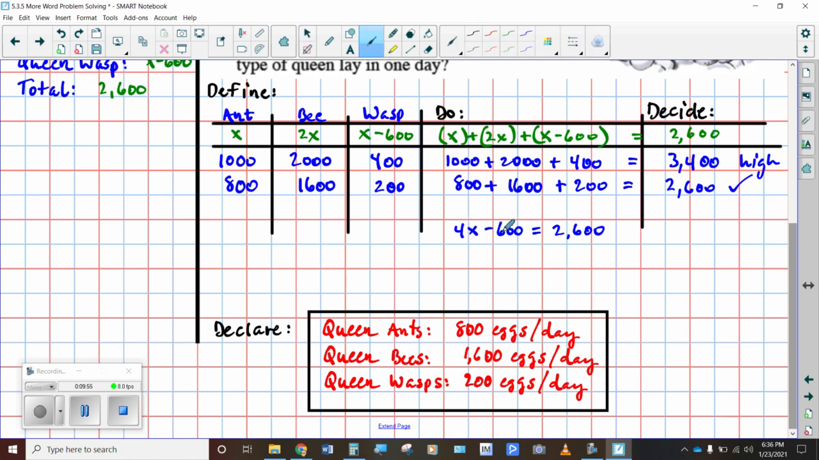If 4x minus 600 is 2,600, and I want to know what 4x was before we took away 600, I will add that 600 back to each side, and that is 3,200. So the 4x must have been equal to 3,200. So what do you multiply times 4 to give you 3,200? Well, let's divide it by 4, and you will get x is equal to 800.